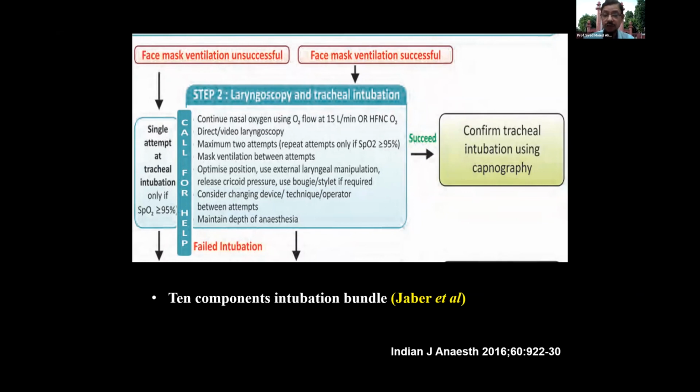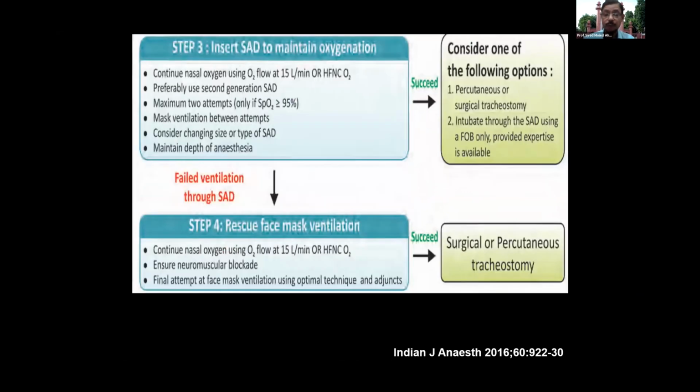If you fail, you go to the second step, where you insert a supraglottic airway device, preferably a second generation supraglottic airway device. A maximum of 2 attempts is allowed, and in between attempts you can change the size or the device as well, and maintain the depth of anesthesia. Now here, if you succeed, since you know that you need a definitive airway, you straight away go with a percutaneous tracheostomy or surgical tracheostomy.